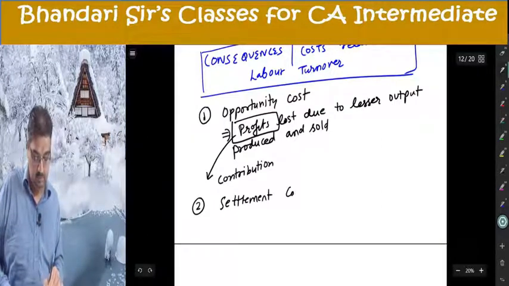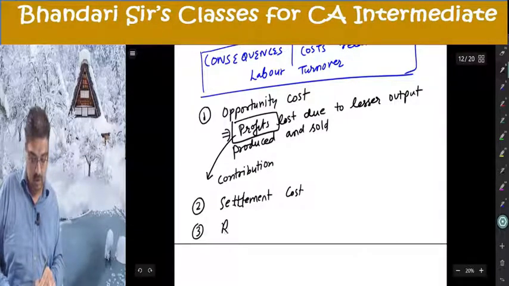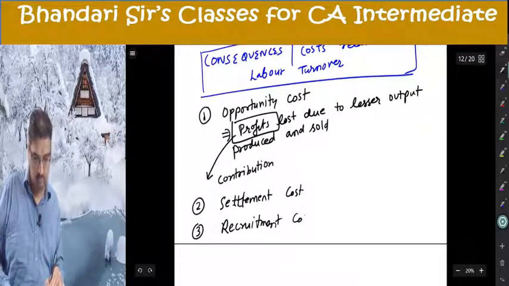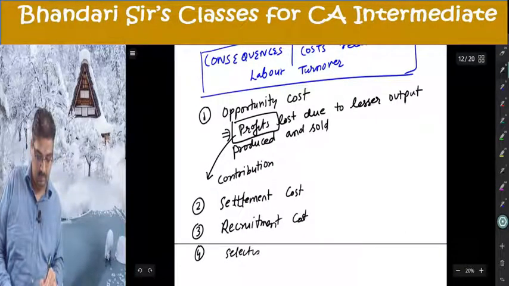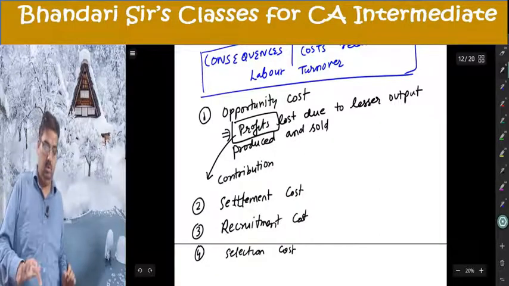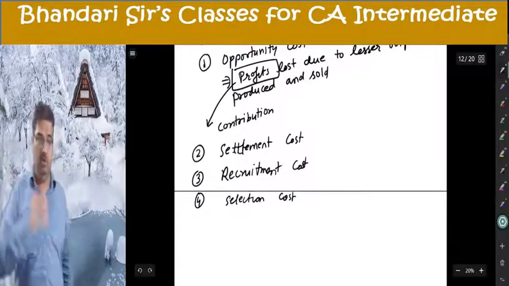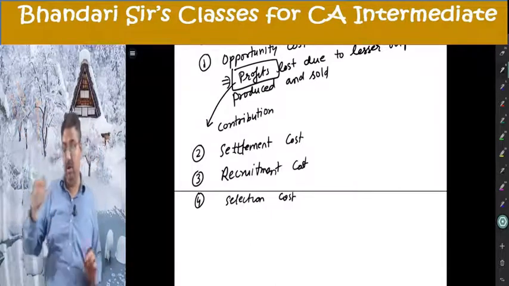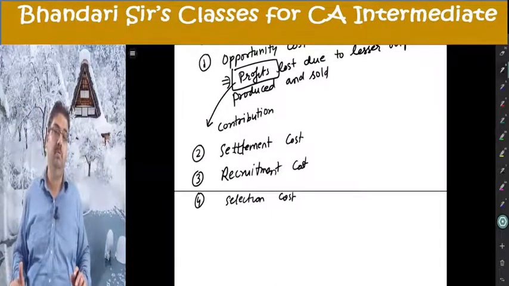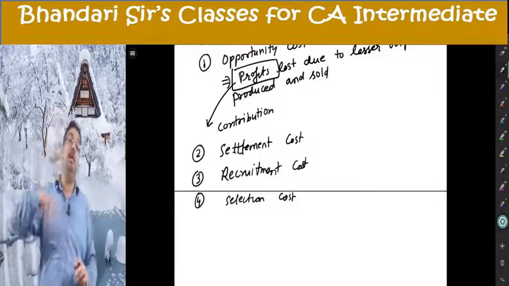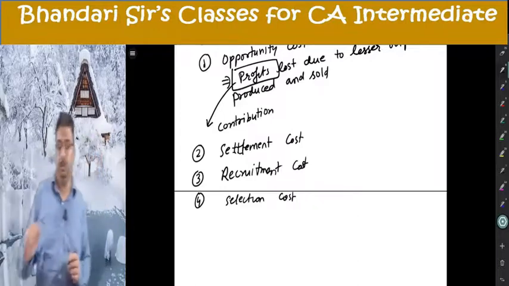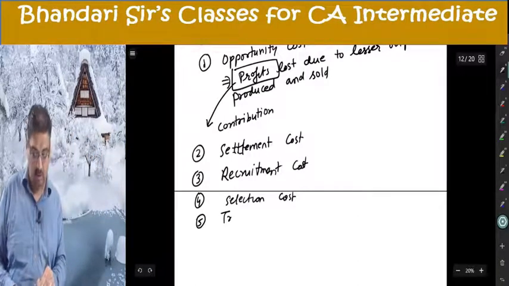Other than this, settlement cost. You are paying something to the labor which is going. Recruitment cost. Selection cost. You're taking interviews in a hotel, you're spending something on recruitment cost. You are calling for some expert people who can help in selection cost. Training cost, very important.